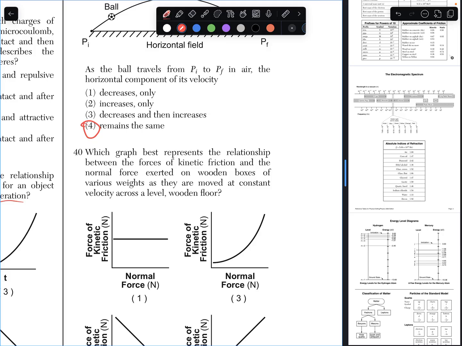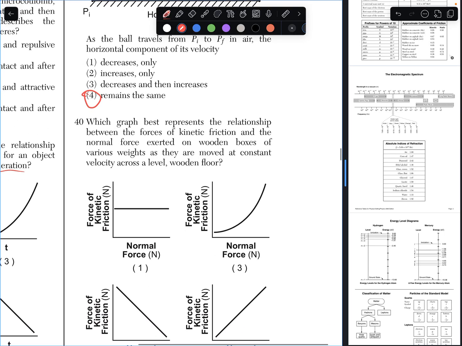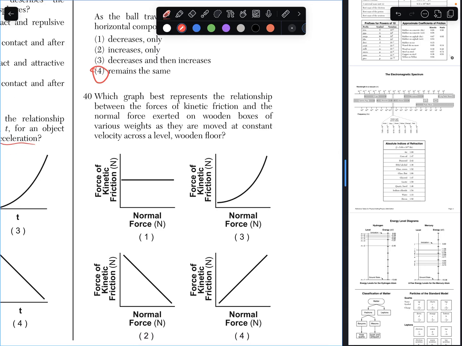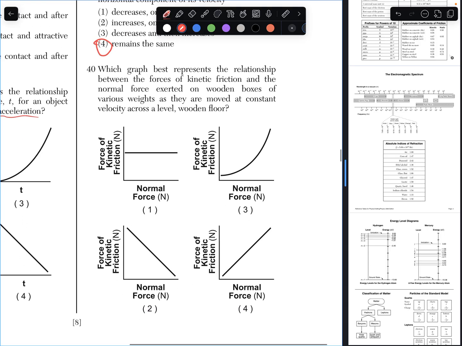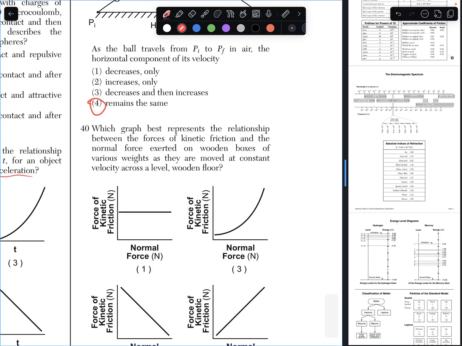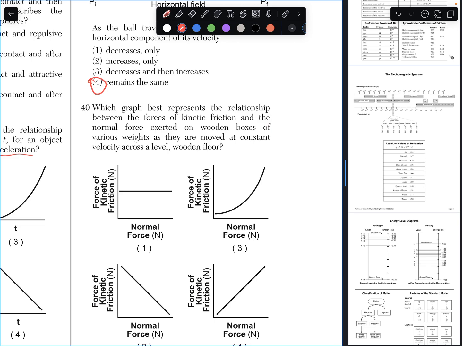Which graph best represents the relationship between the force of kinetic friction and the normal force exerted on wooden boxes of various weights as they are moved at constant velocity across a wooden floor? Constant velocity is a keyword here. Let me reread the question. Kinetic friction is happening, and the normal force, as they are moved at a constant velocity.